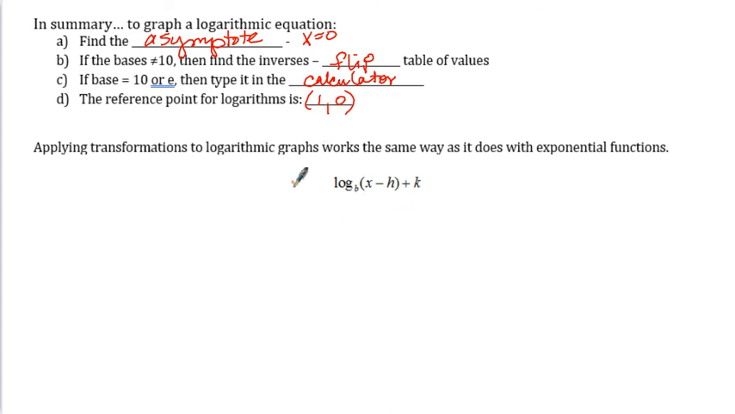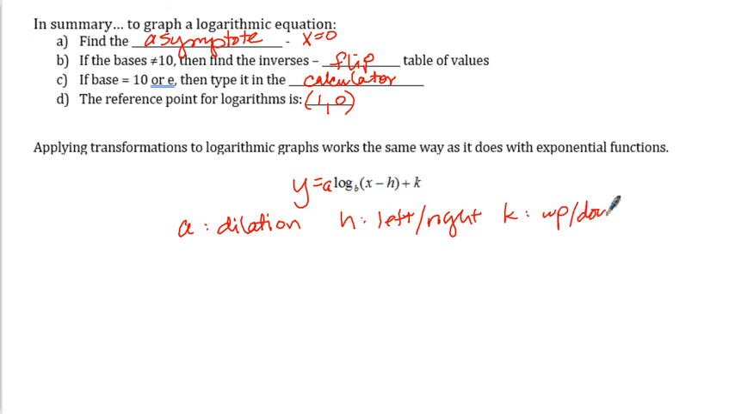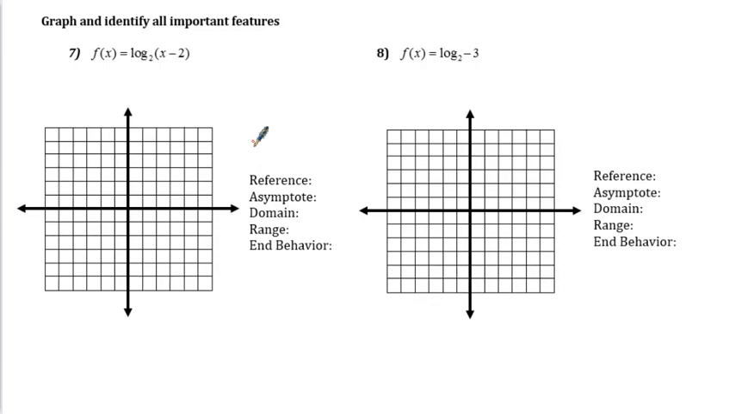And here's our standard function, y equals a log base b of x minus h plus k. I should put an a in there. So my a is my dilation, that's my widening or narrowing. My h is my left-right, and my k is my up-down. And again, all of that with respect to a starting point of 1, 0. So let's see how this plays out.